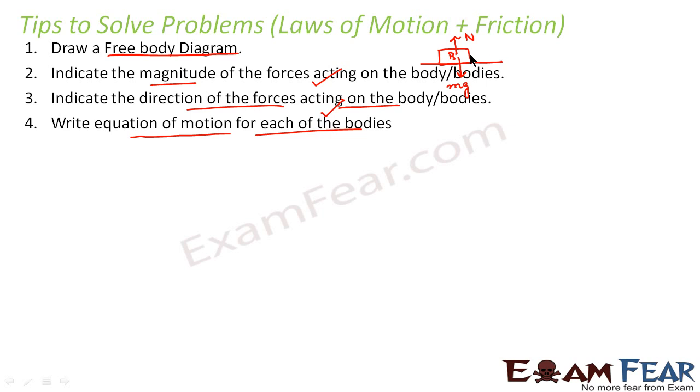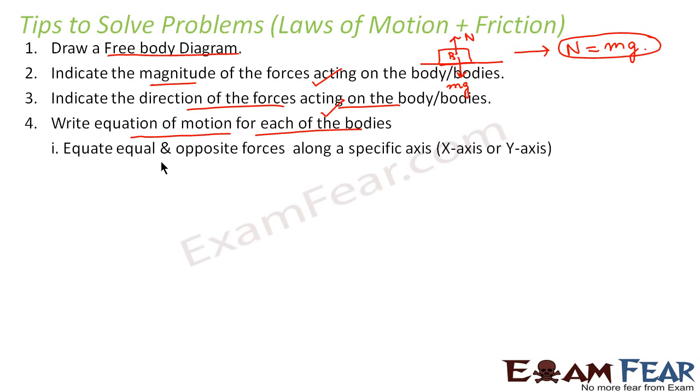Now let us take this simple example. In this case, let us say the body is at rest. There is no external force acting, which means there is no external force applied in the horizontal direction. And we already know if a body is at rest and there is no external force applied, there will be no frictional force. So in this case, the equation of motion in the vertical direction would be N, that is the normal, equal to mg. So this is how we write the equation of motion. First we draw a free body diagram, we indicate the magnitude of the forces acting on the body, we also indicate the direction of the forces, then we write the equation of motion for each of the bodies.